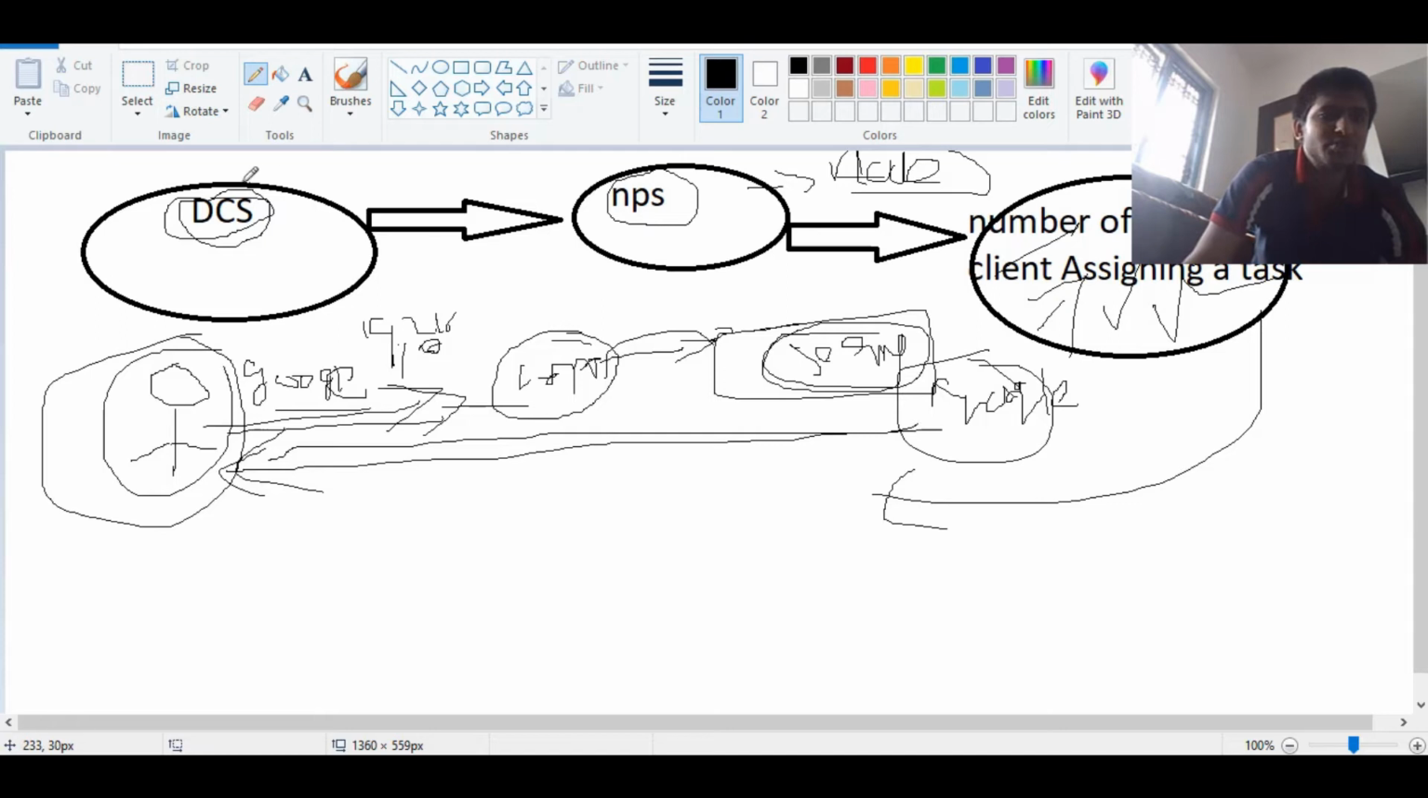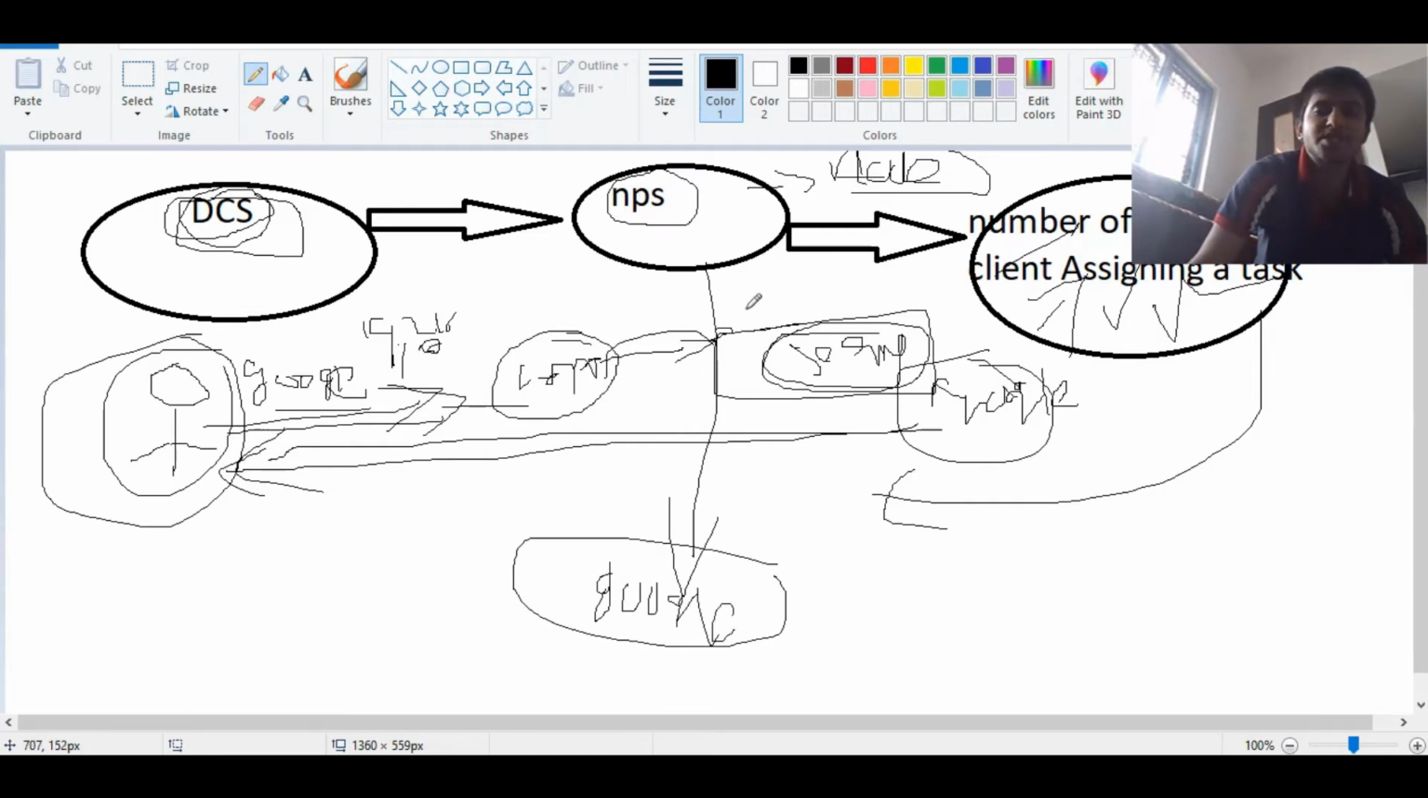So, a distributed computing system consists of a number of processing sites. These processing sites may be Google, Yahoo, or anything else. They require more computing power, which is needed to solve complex tasks.